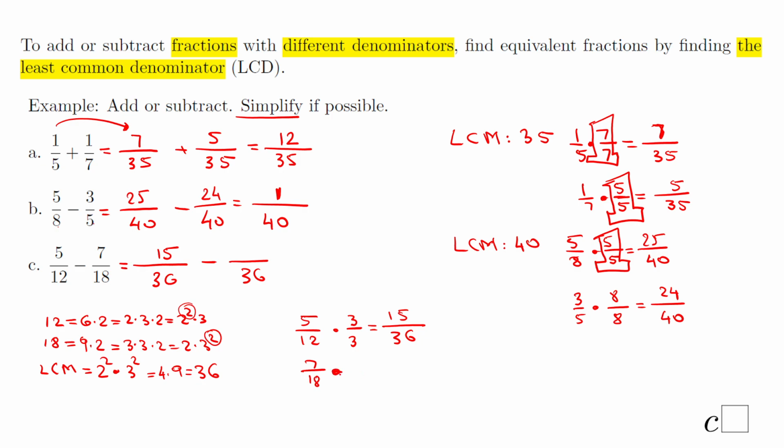And we need to multiply to get a new equivalent fraction with a denominator of 36. What should I multiply 18 by to get 36? That will be 2. And we have 18 times 2, 36. 7 times 2, 14. So now we have equivalent fractions. They have the same denominator of 36. And we have 15 minus 14. That will be 1. And that's it for this example.